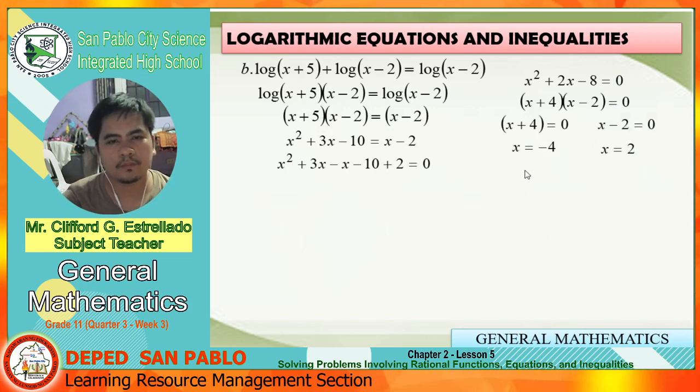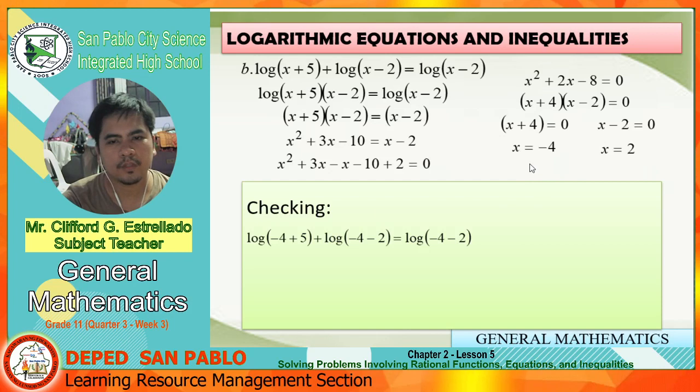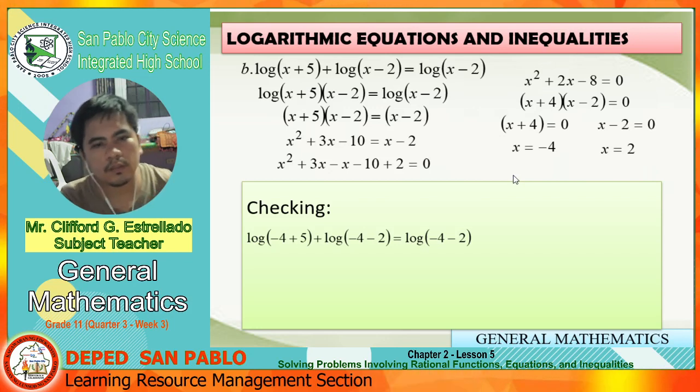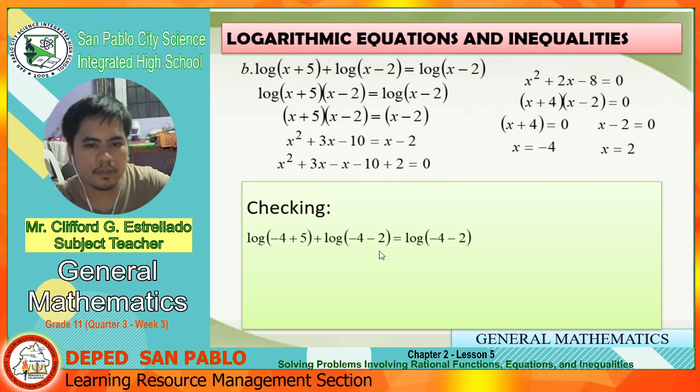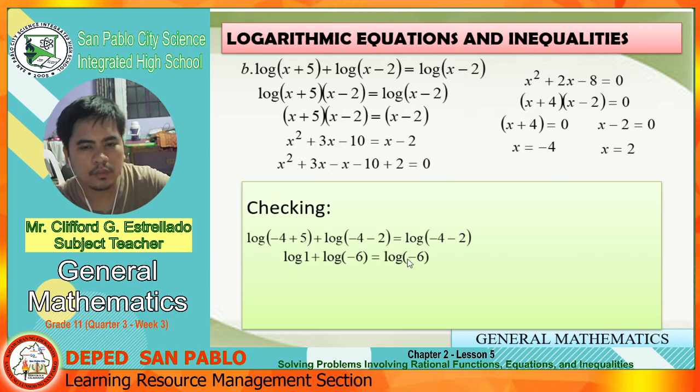Okay. So, let us check if x is negative 4 and 2. So, try muna natin sa negative 4. So, we have negative 4 plus 5, then negative 4 minus 2, and negative 4 minus 2. So, logarithm of 1 plus logarithm of negative 6, logarithm of negative 6.